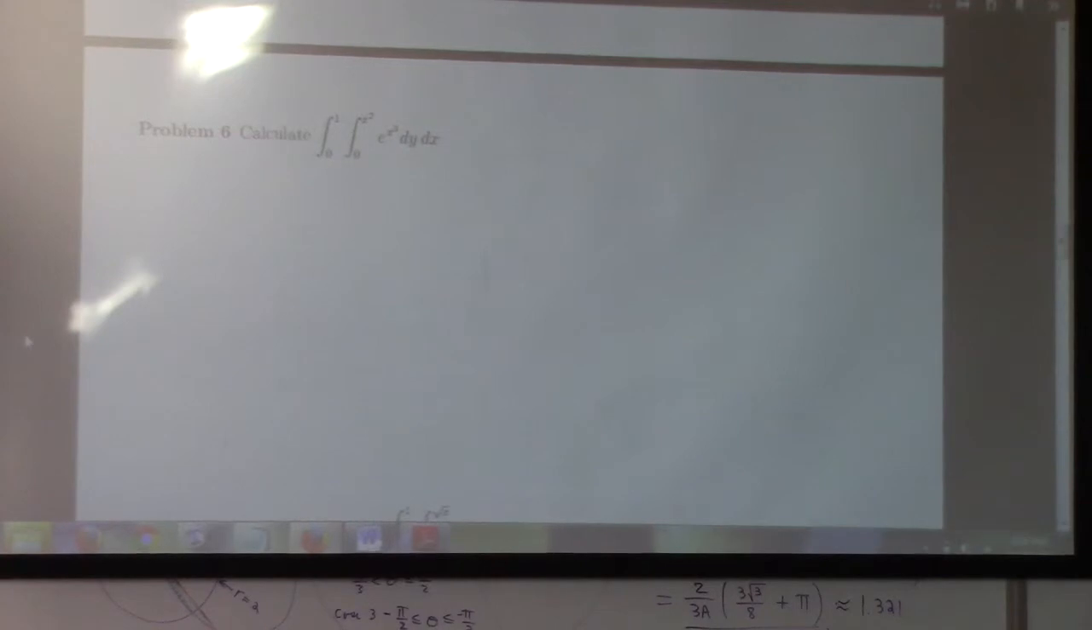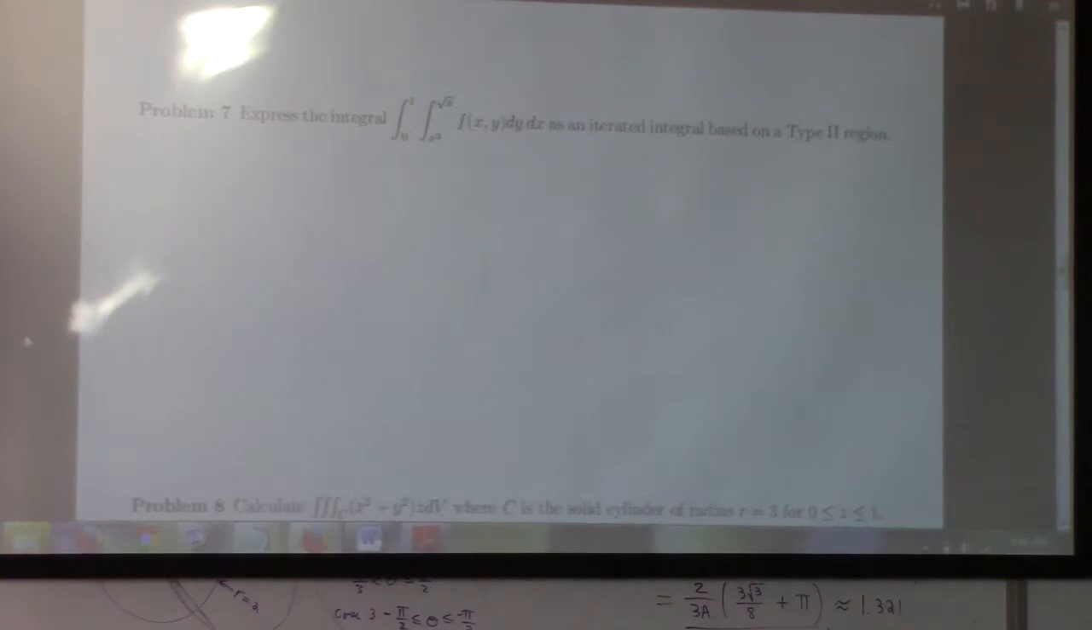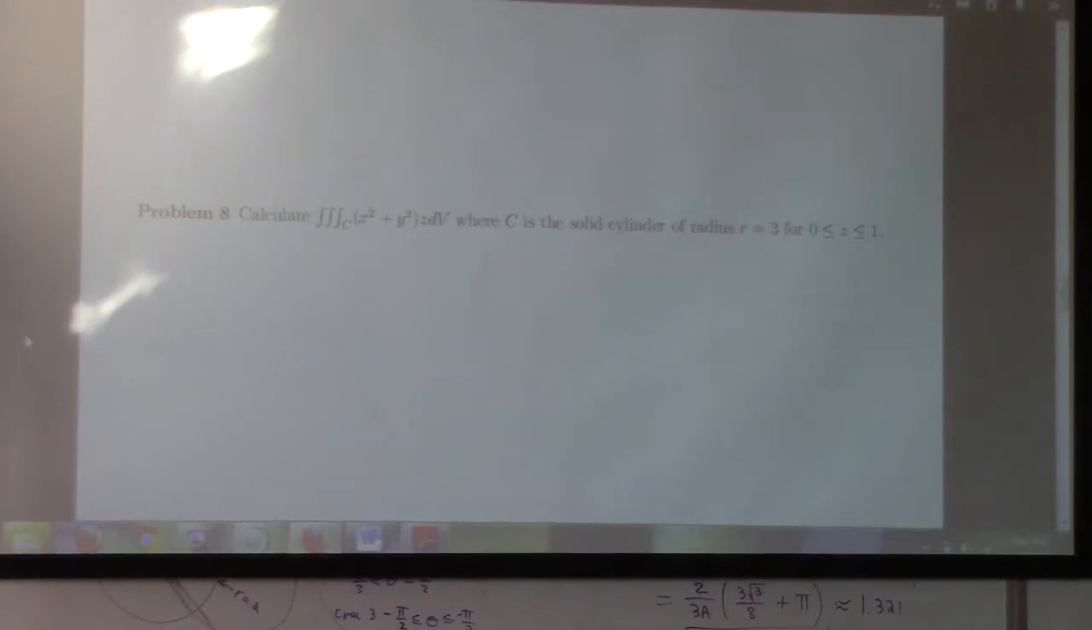The point of this calculation is that you can't do it unless you switch the bounds. So this is a switch bounds and integrate problem. Here's just another switching the bounds. So I'm really testing, do you understand how to reformulate xy versus yx type integrals? We've done a lot of that. Triple integral over a solid cylinder of radius 3, for 0 less than z less than 1.